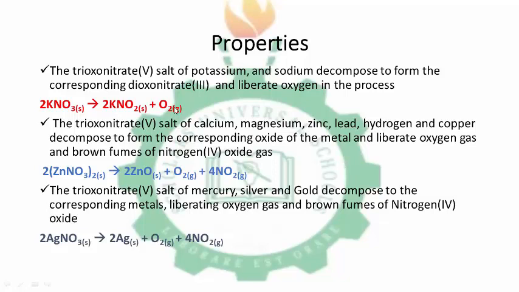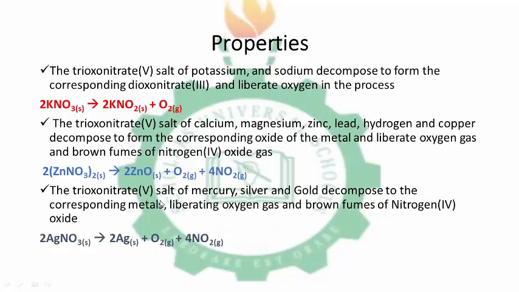Now also the triazonitrate salt of calcium, magnesium, zinc, lead, hydrogen and copper will decompose to form the oxide of the metal and also liberate oxygen gas and also form brown fumes of nitrogen 4 oxide gas. Now this zinc nitrate, which is zinc triazonitrate salt, for an example, when it is heated, it forms the zinc oxide and also liberate oxygen gas and also form brown fumes of nitrogen 4 oxide gas.